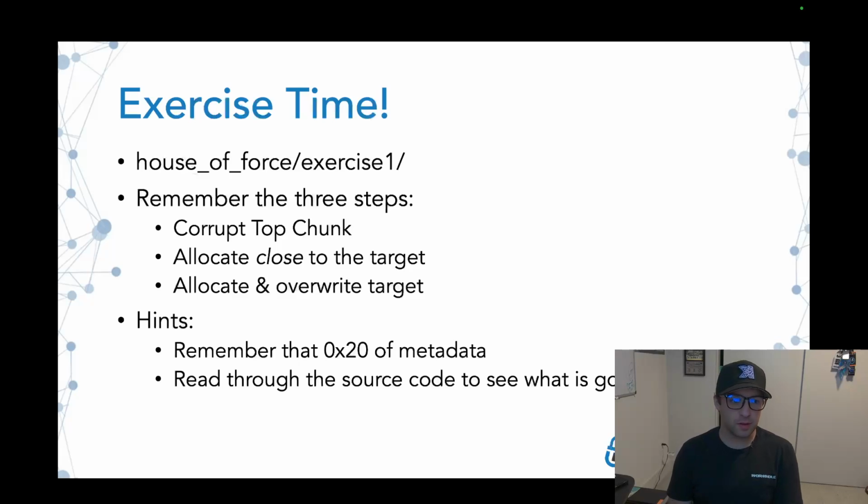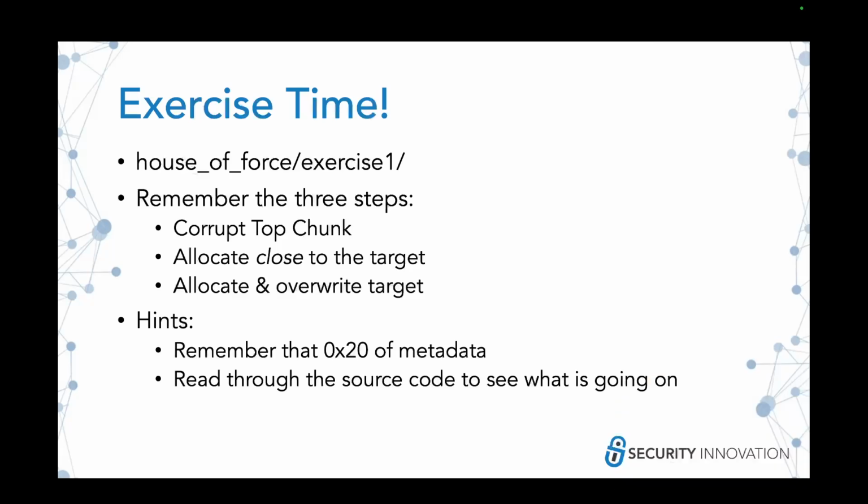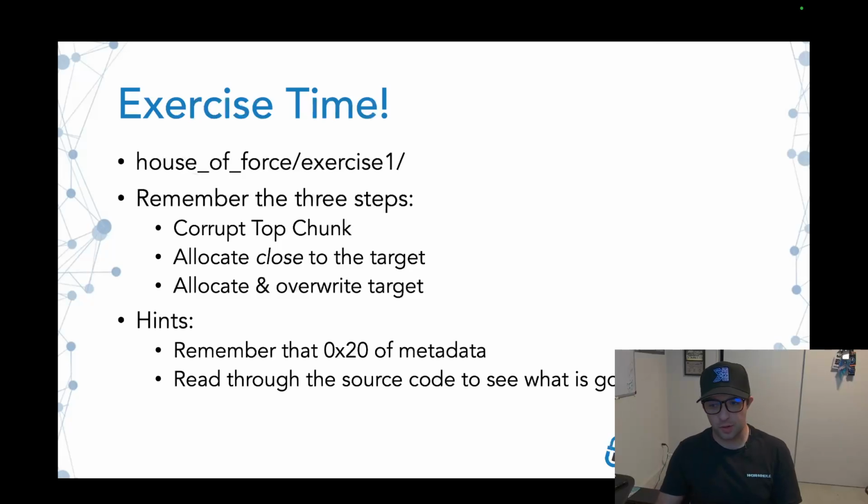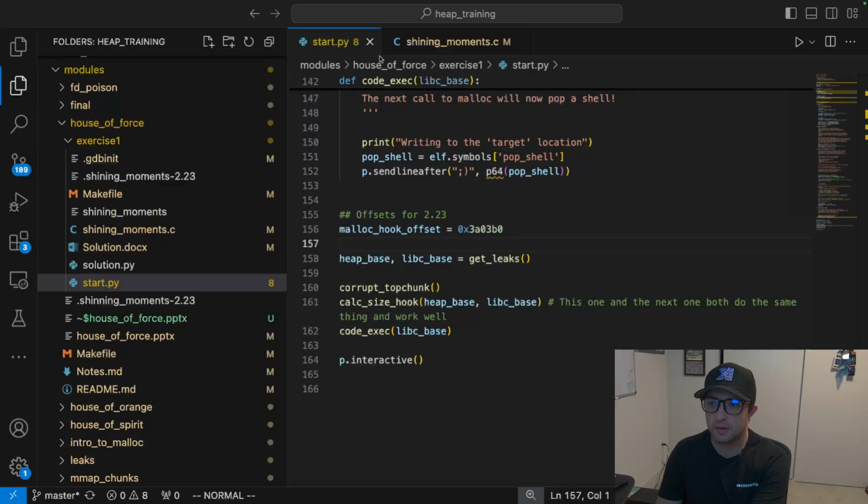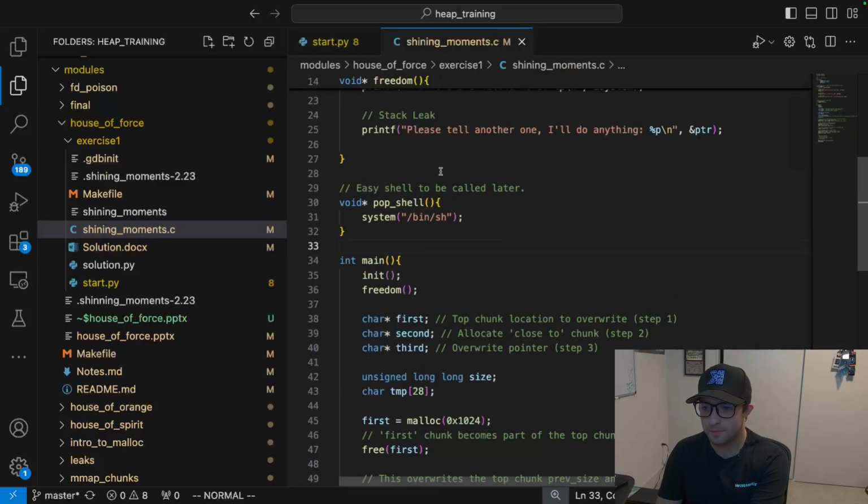The three steps for this are corrupting the top chunk, allocating close to the target, and overwriting the target with another allocation. As some hints, there's hex 20 bytes of metadata, and it's good to read through the source code to see what's going on, both in malloc and within our program. So with that, I'll start sharing my screen so we can see the code.